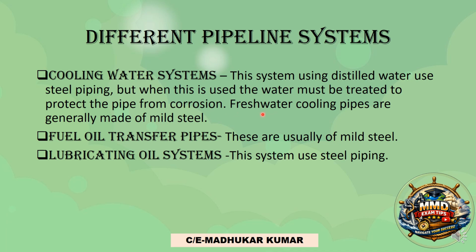Freshwater cooling pipes are generally made of mild steel. Most of the pipelines are made of mild steel, but some specializations are also there, like we have seen in class 1, the fuel pipelines and the steam pipelines. Fuel oil transfer pipes are mild steel. The lubricating oil system pipelines in the engine are also mild steel.